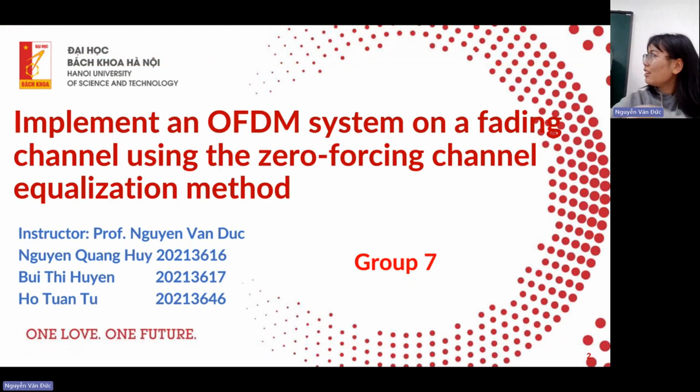So good afternoon, everyone. Today I will present our group project, which is implementing an OFDM system on a fading channel using the zero forcing channel equalization method. Here are the 3 members of my group: we, me, and Tu.